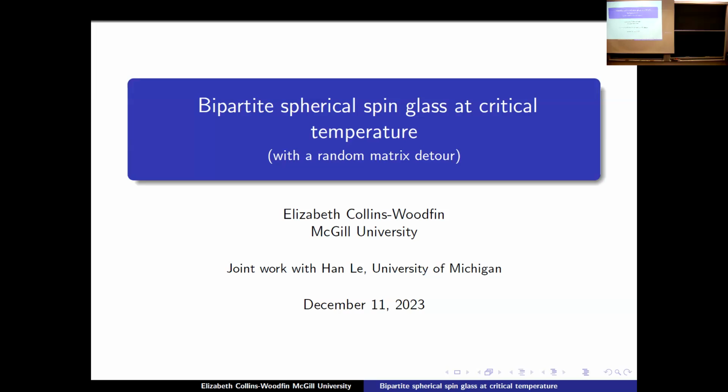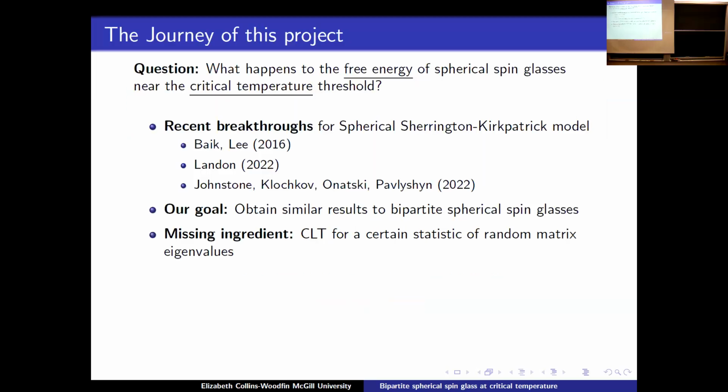So what I'll be talking about today is based on joint work with Han Le at Michigan. And I'll be talking about two projects. The background for all of this, the key question that was our focus, is what happens to the free energy of spherical spin glasses near the critical temperature threshold. And I'll talk more about what all of those things mean.